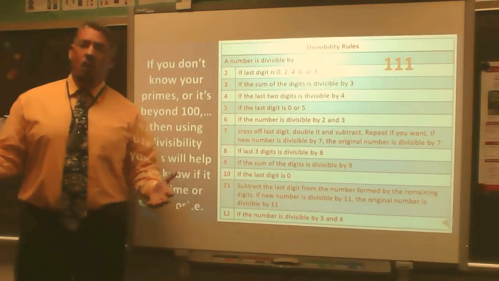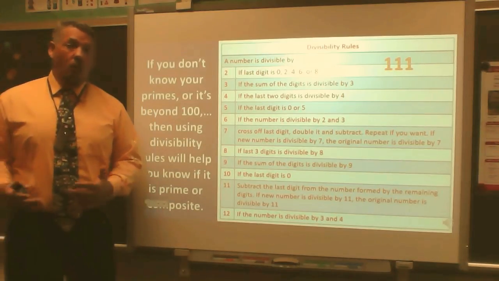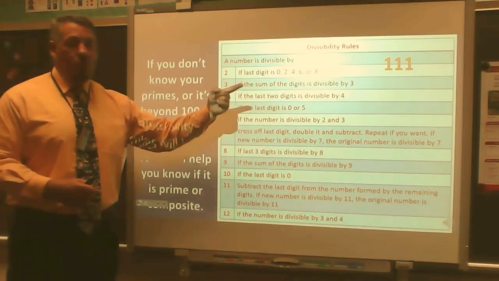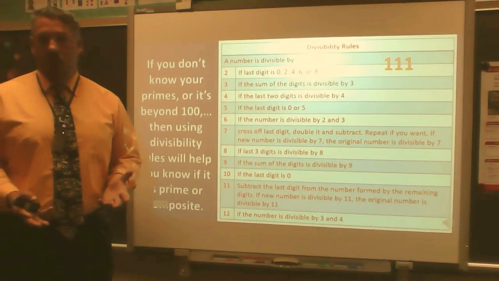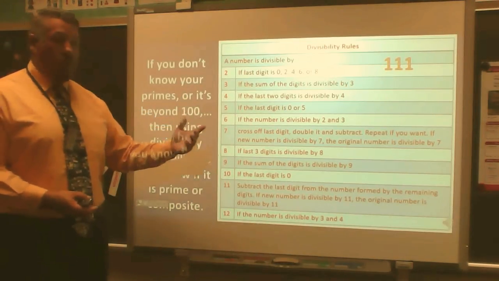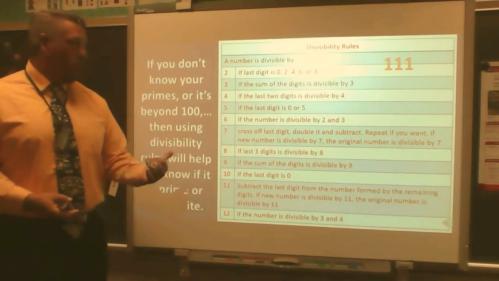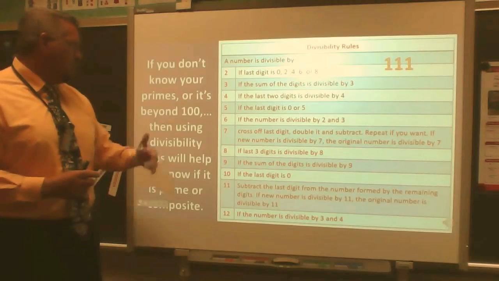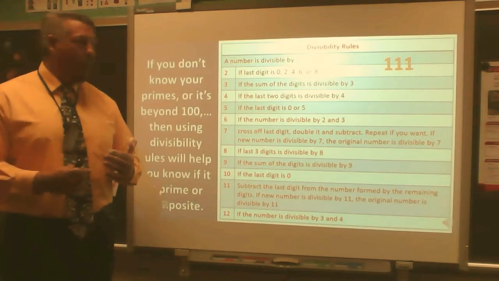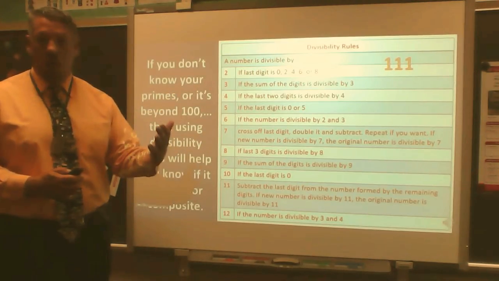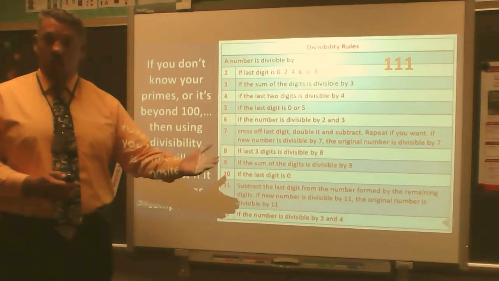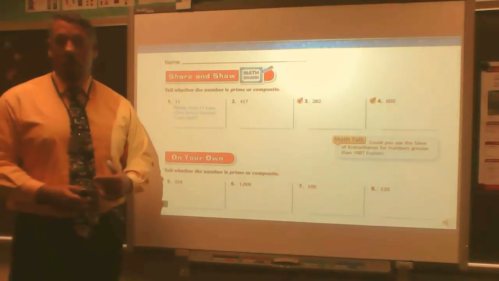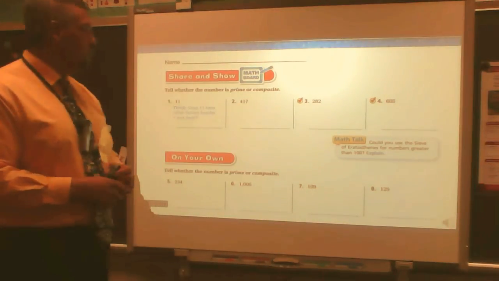What numbers will go into 111? Or is it a prime number? Well, 2 will not go into it because it's not even. 5, it doesn't end with 0 or 5, so that doesn't work. 10 definitely doesn't work because it doesn't end with a 0. So if I look at 3, where I have to do more math, and I add 1 plus 1 plus 1, I get 3. And 3 does go into 3 evenly, so I know if I divided that out, 3 would go into 111 evenly.